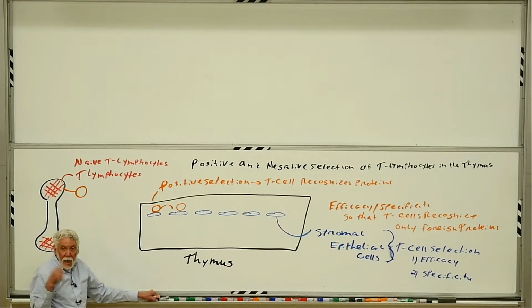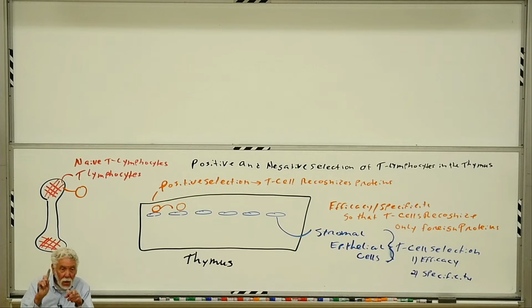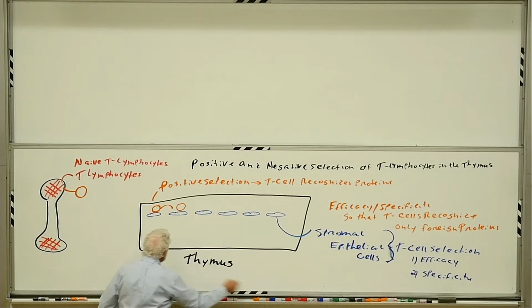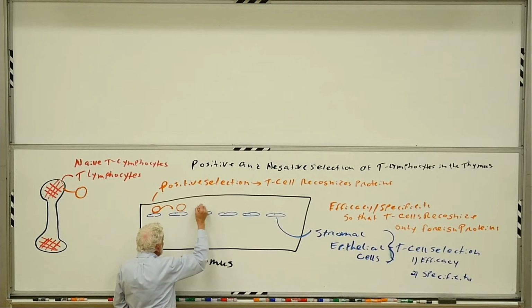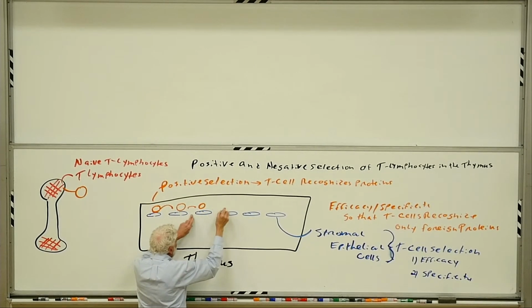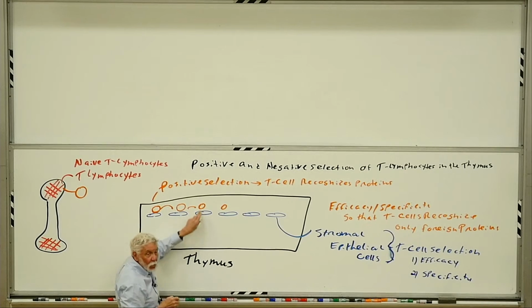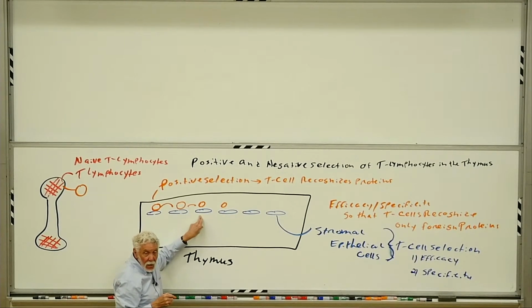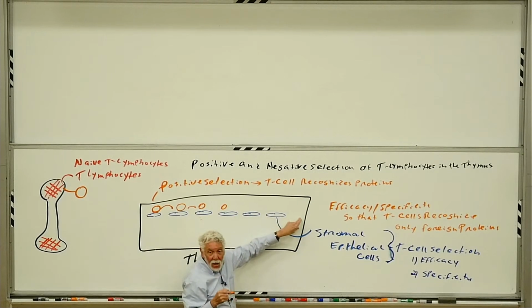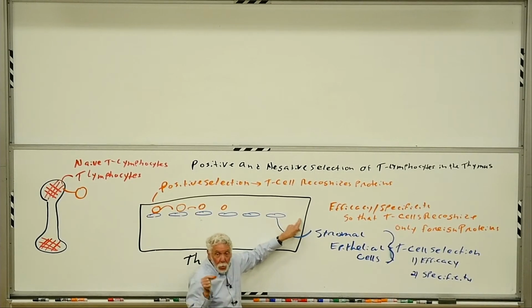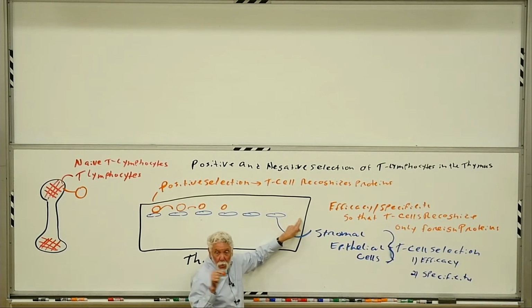So any questions on that? Yes? Where does negative selection come into play? So this is the positive selection. Then each time the naive T cell moves down the road and it's tested, can you see proteins? The negative selection is that you come to the end of the line and it has not recognized any proteins that are the self-proteins that are expressed on these cells.